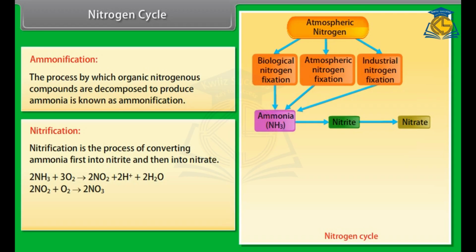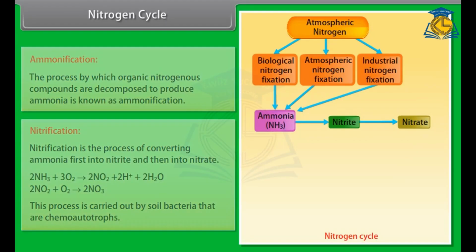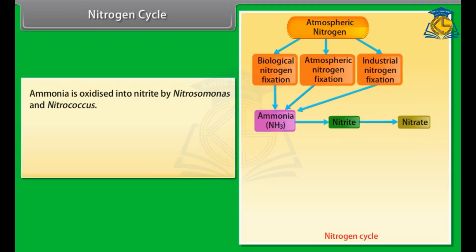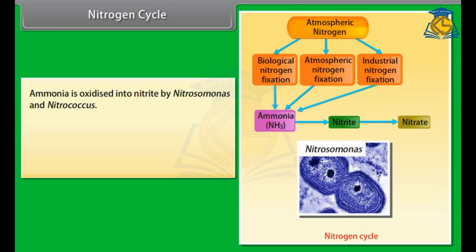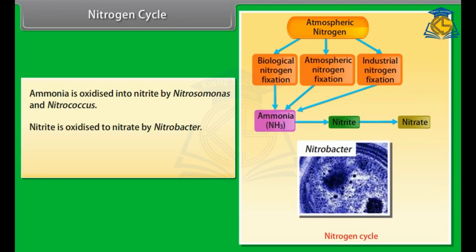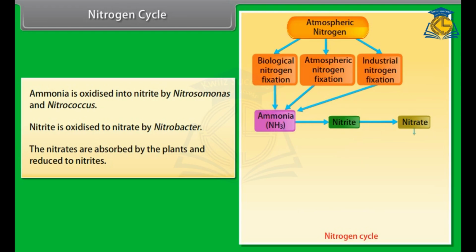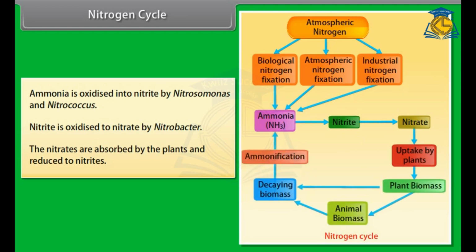2NH3 + 3O2 gives 2NO2 + 2H+ + 2H2O. 2NO2 + O2 gives 2NO3. This process is carried out by soil bacteria that are chemoautotrophs. Ammonia is oxidized into nitrite by Nitrosomonas and Nitrococcus. Nitrite is oxidized to nitrate by Nitrobacter. The nitrates are absorbed by the plants and reduced to nitrites.